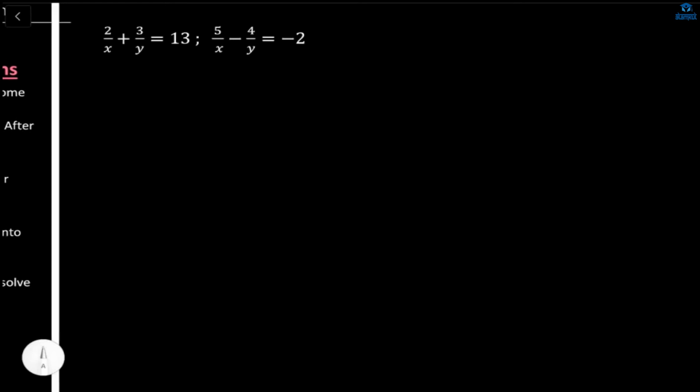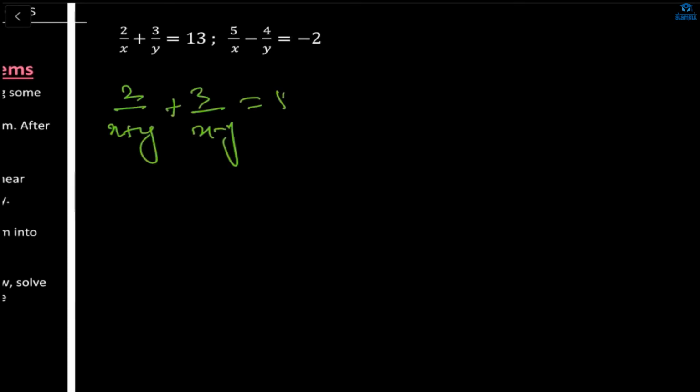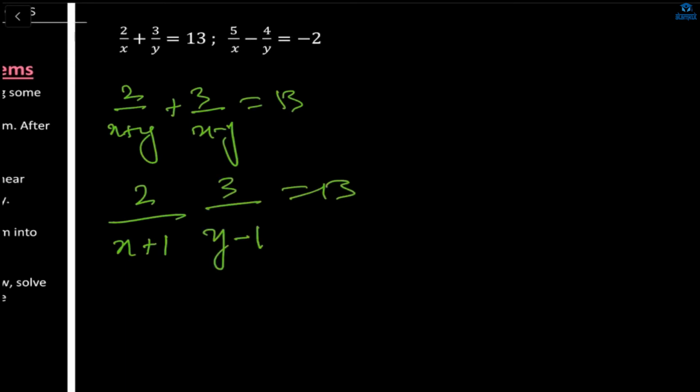Sometimes you will see that the equations are not in proper linear form. It may be written as 2 upon x plus y plus 3 upon x minus y is equal to 13, or it may be written as 2 by x plus 1 and 3 by y minus 1 is equal to 13. These types of equations are not in proper linear form, but you need to solve them and get the values of x and y. So how can we make it a linear equation?